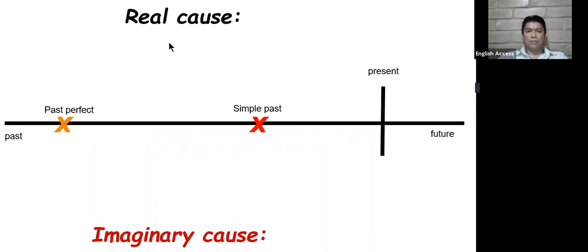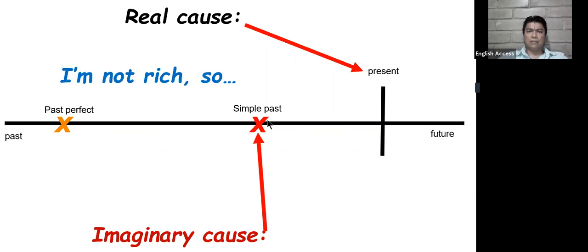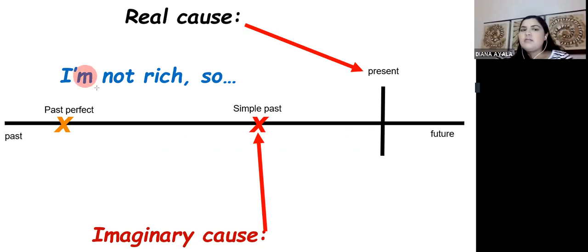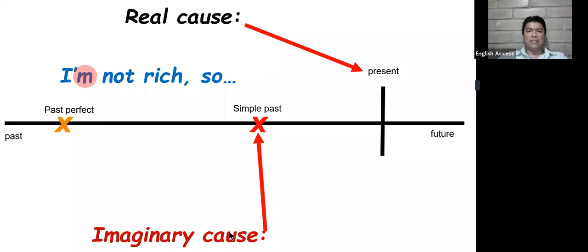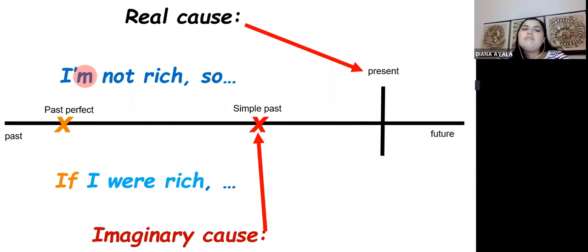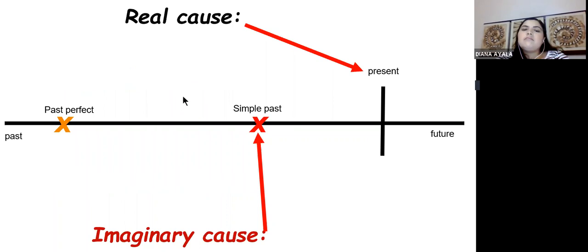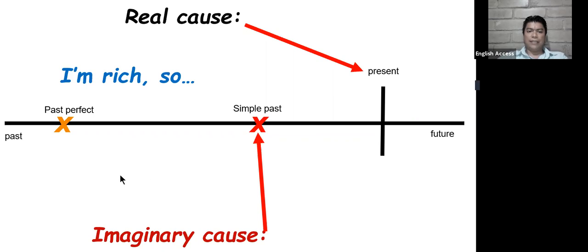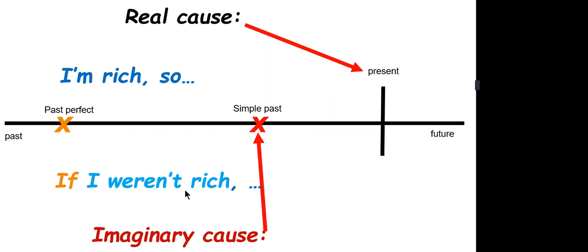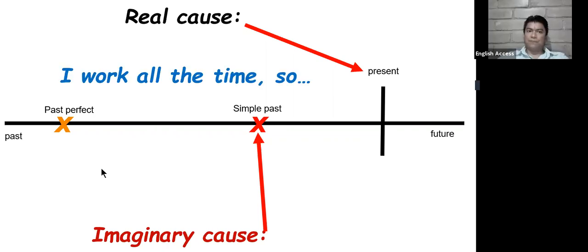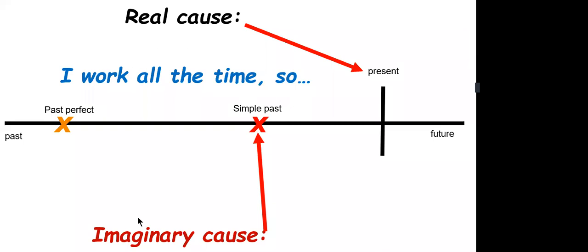Let's go over the real cause. When the real cause is in the present, the imaginary cause is in simple past. An example: I'm not rich, so this is in simple present. That's a real cause, simple present. So imaginary cause, simple past: if I were rich. Another example: I am rich. And the imaginary cause: if I weren't rich. Another example: I work all the time, so imaginary cause.